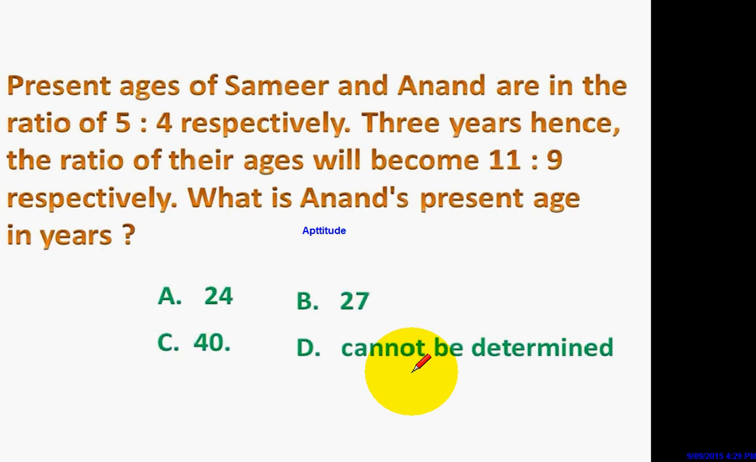So using that clue, here also the same clue is given, that after 3 years the ratio of the ages will become 11:9. So initially I have an assumption that my ages are 5x and 4x. If it is after 3 years, it becomes 11 by 9. So I can equate these two ratios. By equating it, I can solve for the value of x. And once I get the value of x, it is very much easier for me to calculate the present age of Anand. Initially, Anand's present age is assumed as 4x. Now, substituting the value of x over there, 4 into 6, which is 24.